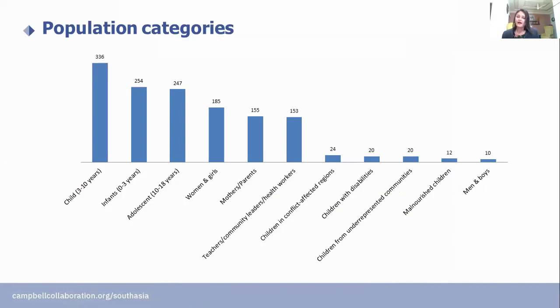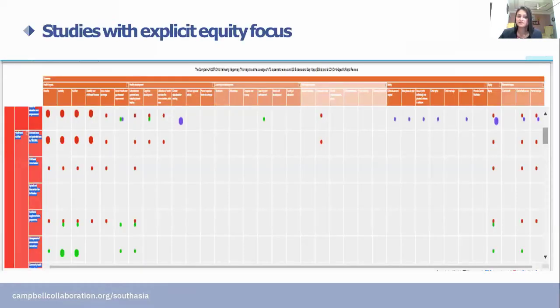So if I again go back and talk about the population categories and analysis in terms of the population subgroups, you can clearly see that there are key equity gaps in terms of children from conflict affected regions, children with disabilities, from underrepresented communities, and of course malnourished children. And even if you look at the women and girls, most of these studies were from South Asia, but they were again restricted to only a few countries. So there were a lot of regional gaps as well among all of these areas.